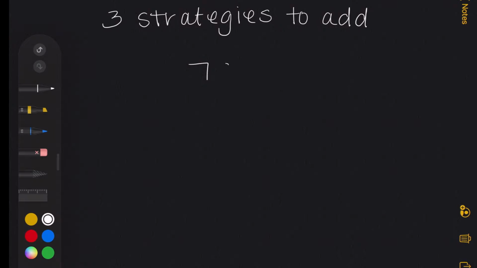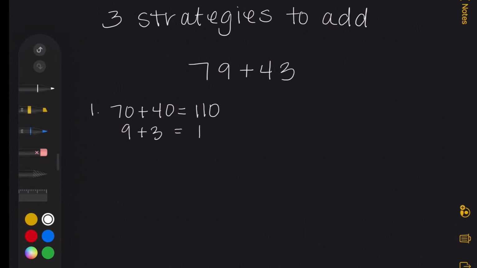To begin, we'll be learning 3 strategies to add 79 plus 43. The first strategy we have is by first adding 70 and 40, and this would equal 110. Then we would add 9 plus 3, which would equal 12. Then we would add 110 plus 12, which would give us a total of 122.